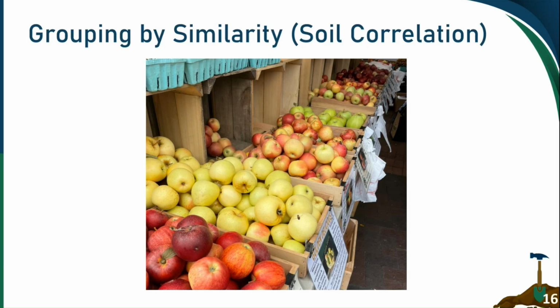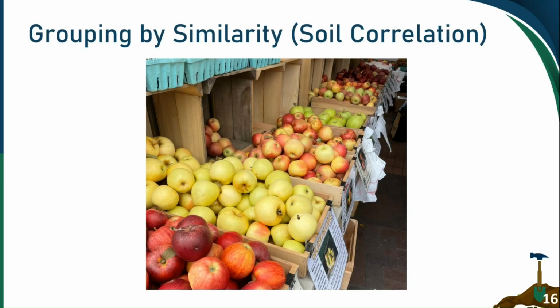For the apple bin, you might have Granny Smiths and Honey Crisp over here, and Gala apples here, and Yellow Delicious in this area. They're all different varieties, but they're together because they're all apples. They share enough key characteristics that grouping them together makes sense. That idea and concept is how soil correlation works in a soil survey.